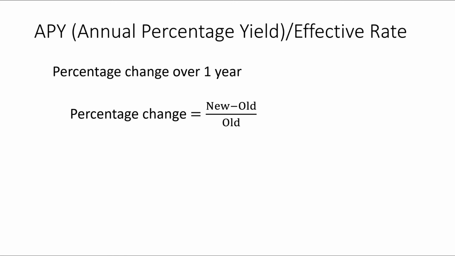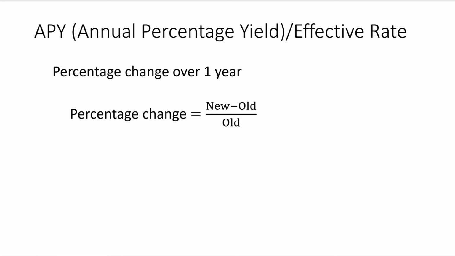You'll see examples with both. Just know they're the exact same thing. So both of them are the percentage change over 1 year. So just how does money change? How does the value change over 1 year?